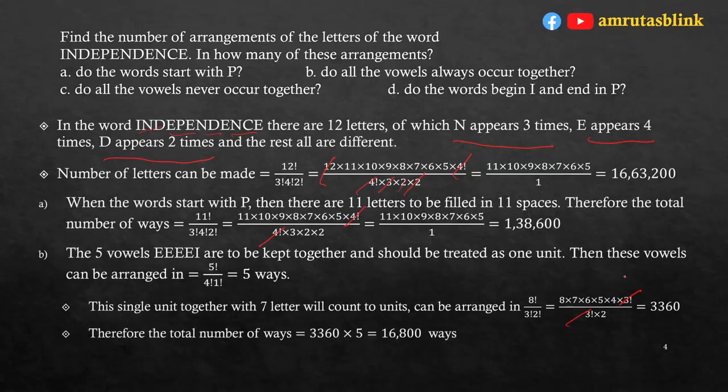Therefore the total number of ways will be this 3360 into 5, that is 16,800 ways. So there will be 16,800 words in which all the vowels will occur together.